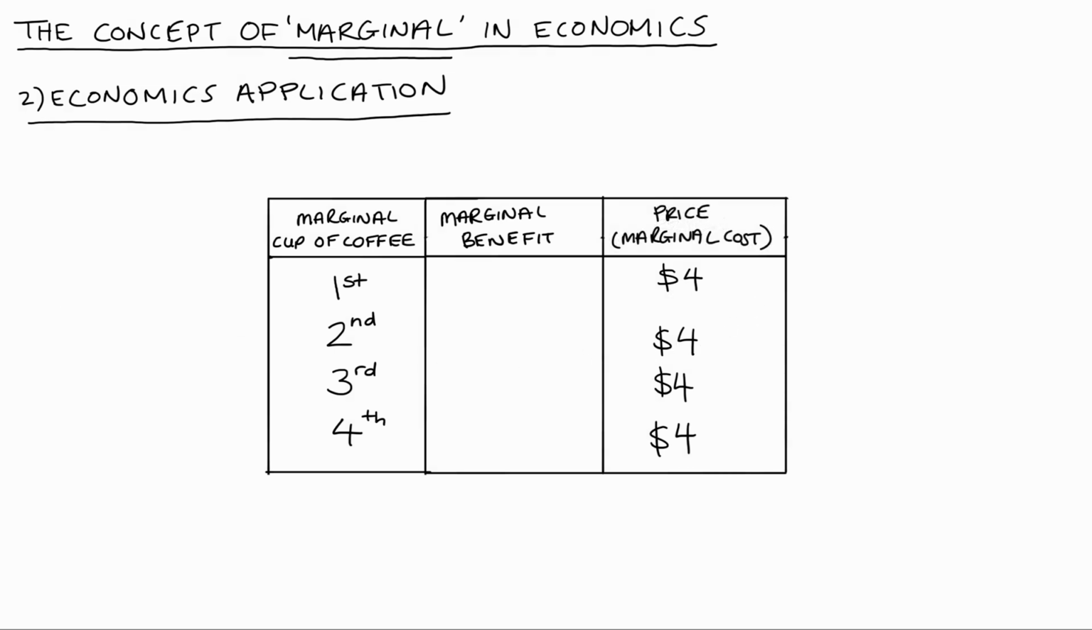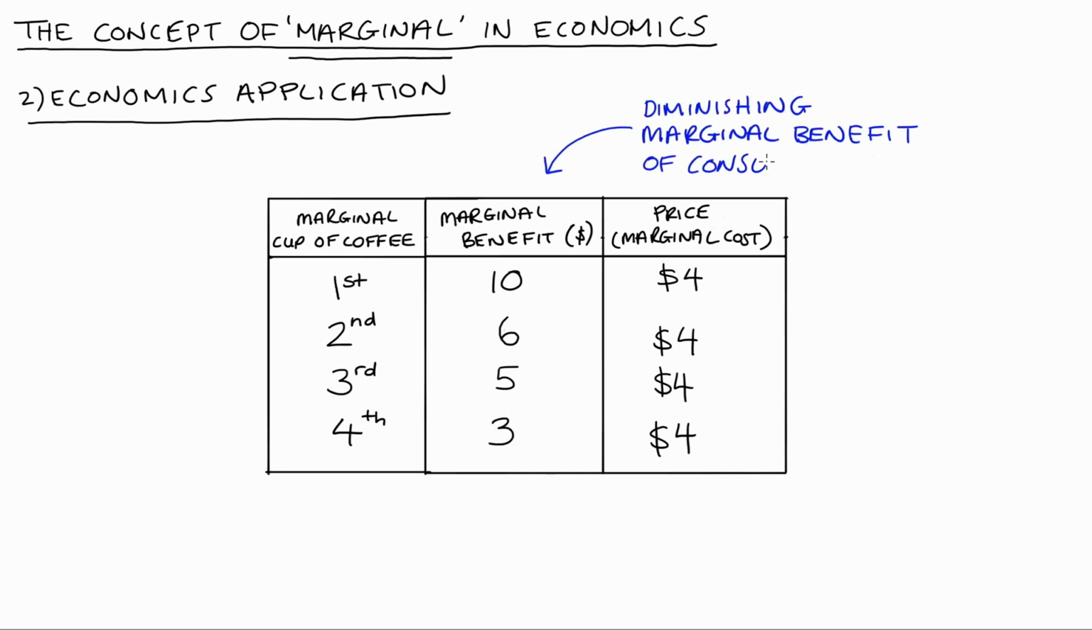Now let's say that the marginal benefit that the consumer gets from their cups of coffee, if we were to measure that benefit in monetary terms, well, let's say for the first cup of coffee, that benefit is equal to 10. For the second, it's equal to 6. For the third, it's equal to 5. And the fourth, it's equal to 3. Now it's worth saying here that this benefit schedule exhibits what we call diminishing marginal benefit of consumption, because you can see for our consumer, their benefit that they associate with the consumption of each marginal unit decreases as they consume more.